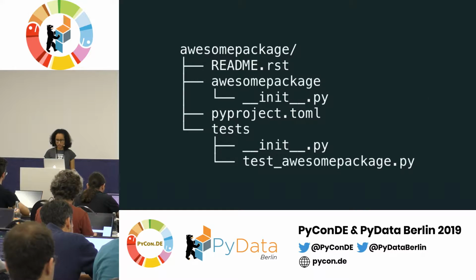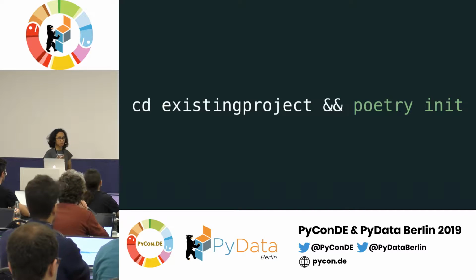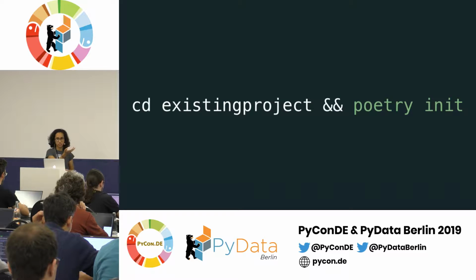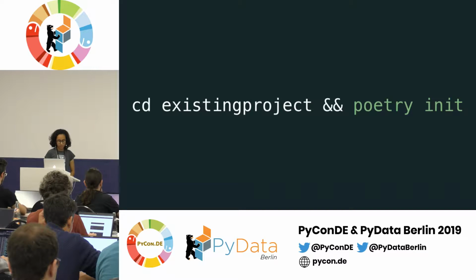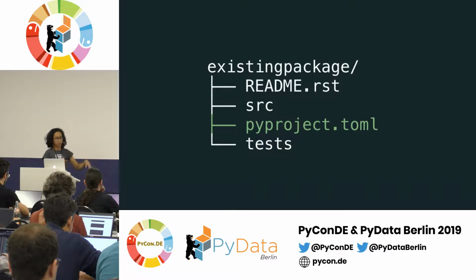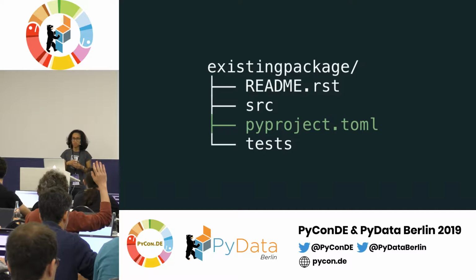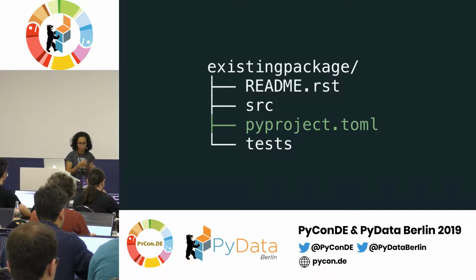And if anyone here is already working on an existing project, just cd into the existing project and run poetry init. If you already have a PyProject.toml file in your current project, it's going to fail. If you run this command, it will generate the PyProject.toml file for you. Can I get another show of hands of who has already got a PyProject.toml in some project? Okay, cool. I think it's a good number to move on.